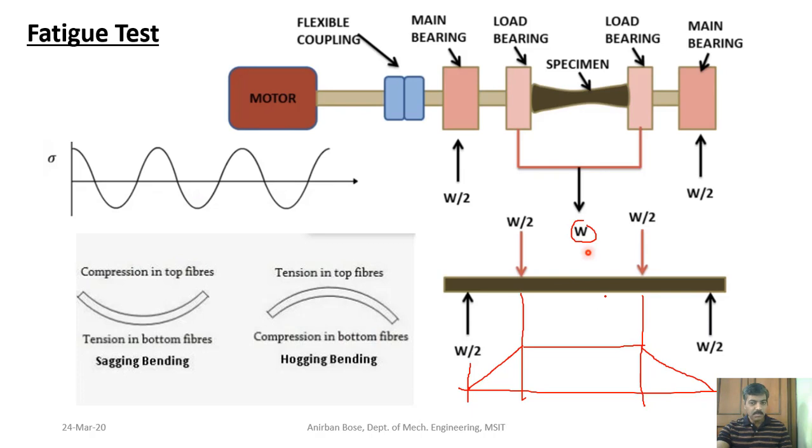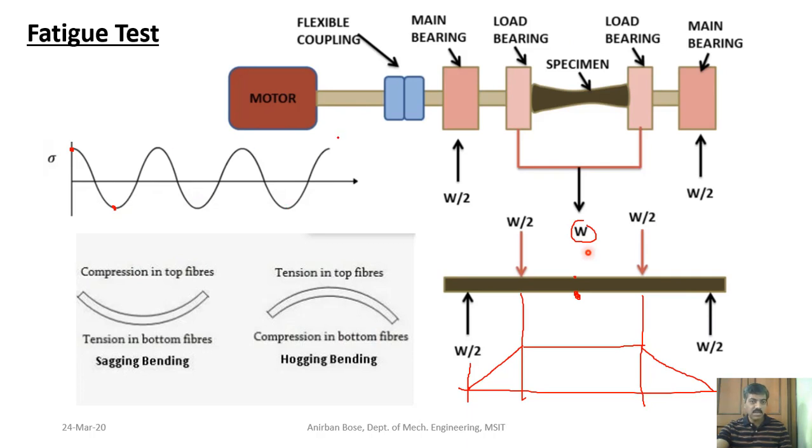That means under bending, if you consider this bottom portion, it is under tension. Initially, let us consider a particular instant. It has a stress value of this much. Then, since it is rotating, this point on the surface will go gradually, after 180 degree rotation, to the top surface. So after 180 degree rotation, it will come to this point. That means it will be under compression. This happens over different cycles, exactly in the same manner as we have explained. So in this fatigue test, this kind of cyclic loading is active.